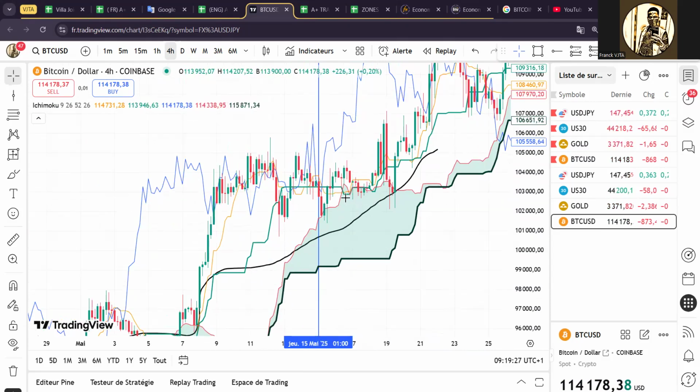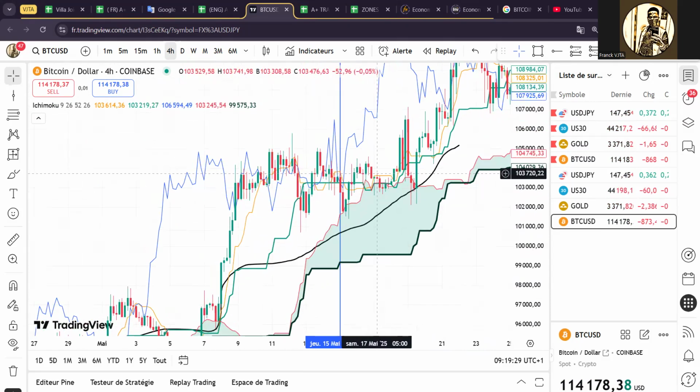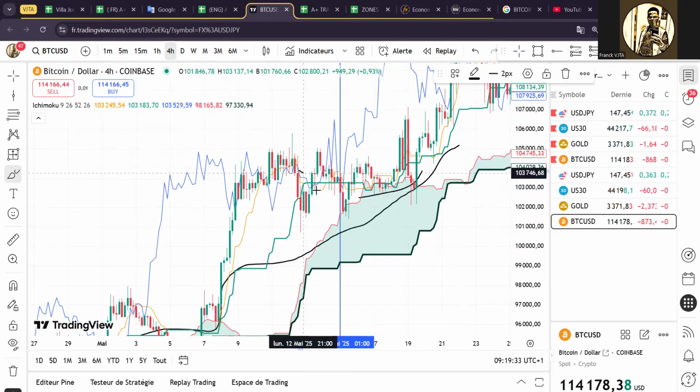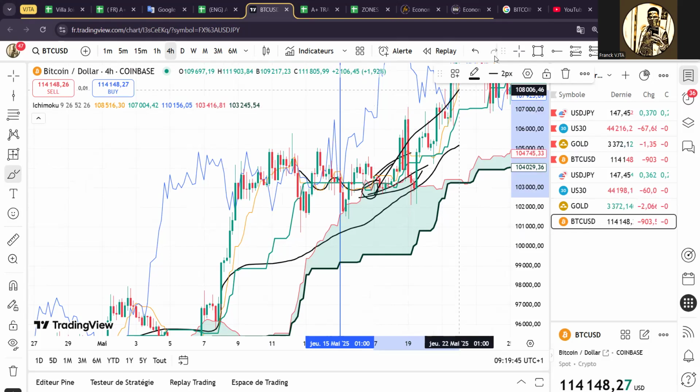a little bit near the cloud, just at the border of the cloud here. And then in the correction, they can go below Kijun, go a little bit above, then go below Kijun, and then cause a last push to the upside. From this last push to the upside, you can then start buying.